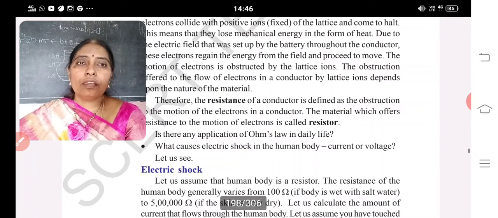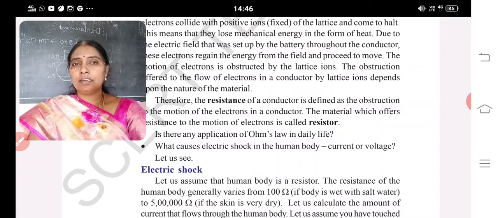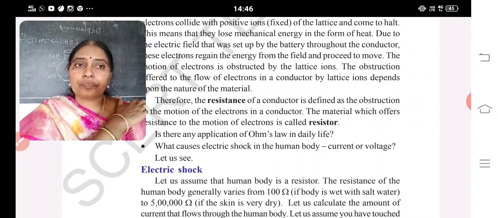Now let us come to what causes electric shock in the human body. Current or voltage, let us see. Will you get an electric shock or not? If you hold a live wire, a current-carrying wire, you will get an electric shock. So what causes the electric shock in the human body? Whether it is current or voltage, let us discuss.